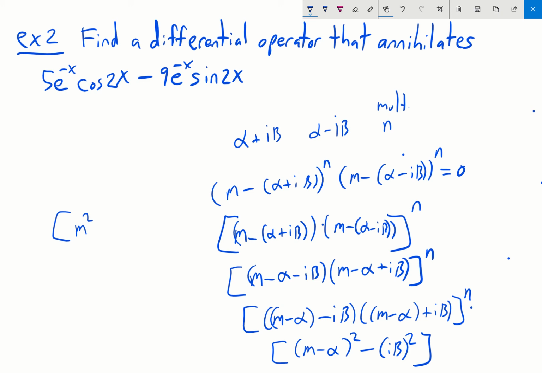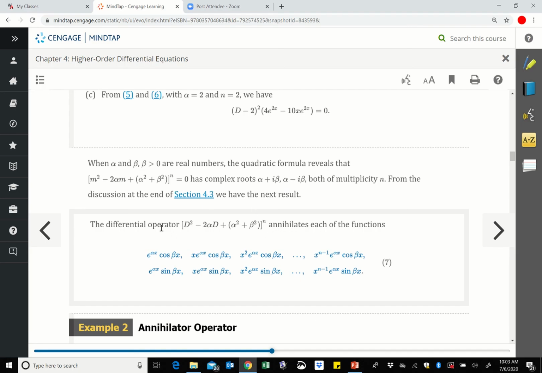It's going to be m squared minus 2 alpha m plus alpha squared. i squared is negative 1, so that changes into a plus beta squared. And now it's to the nth power. This is that expression we saw in the textbook. They didn't show where this came from, but you're just assuming that these have multiplicity n, and working backwards, that would lead us to that differential operator. So this differential operator will annihilate all of these expressions.